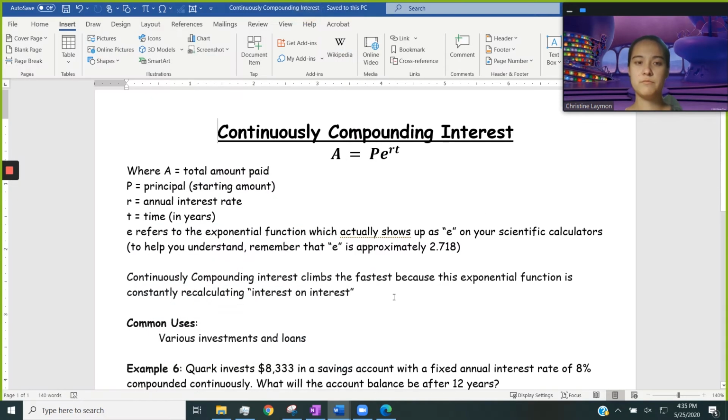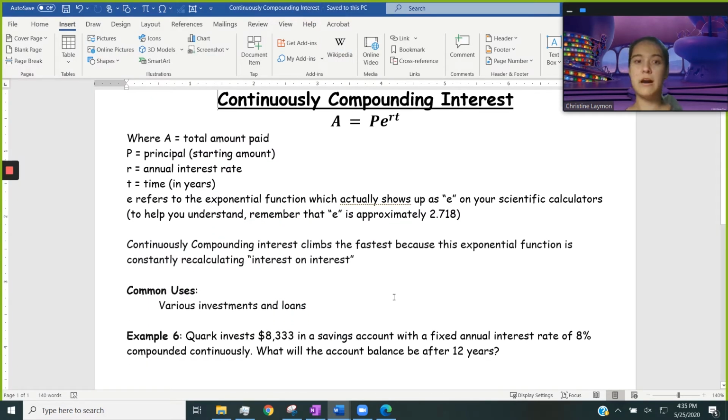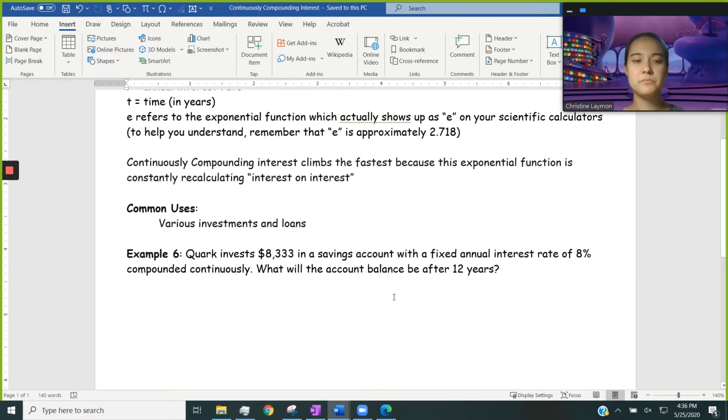Alrighty. So continuously compounding interest climbs the fastest because the exponential function is constantly recalculating. That's why this interest on interest is happening non-stop. And there's nothing special for this one. It's used in a variety of investments and loans. So let's take a look at several.